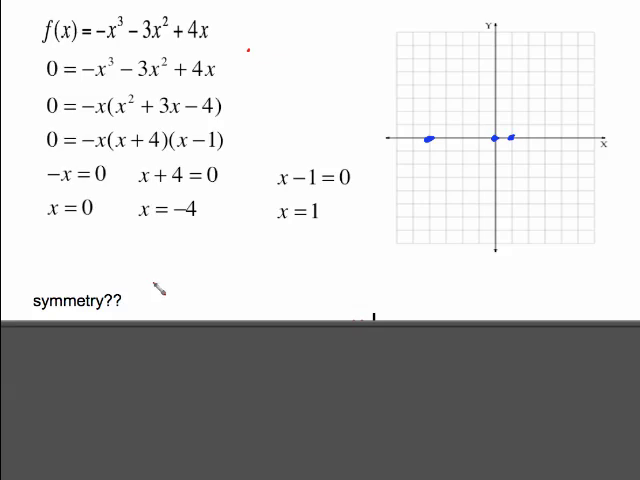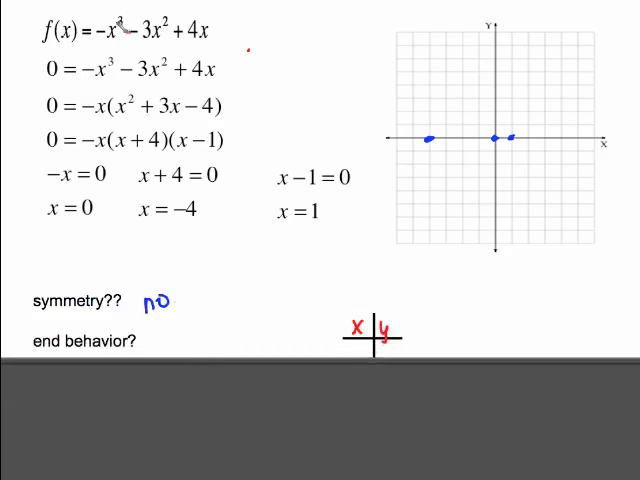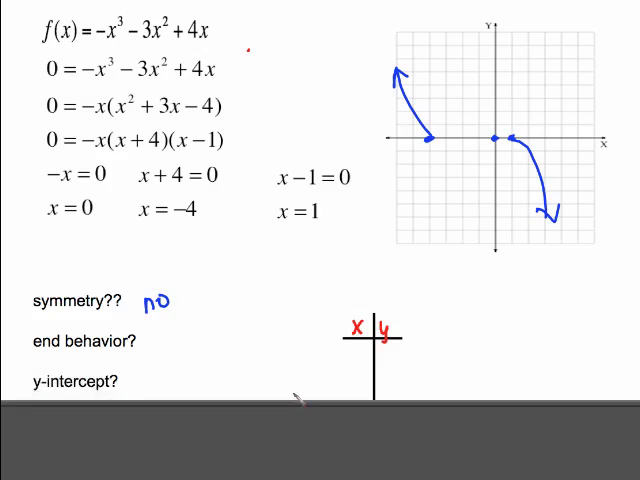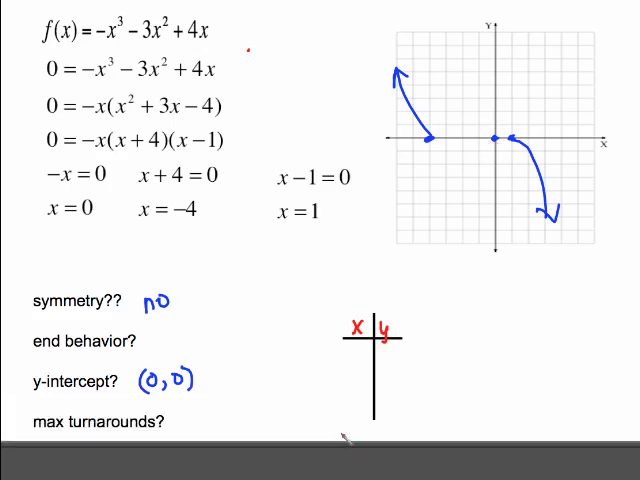Is there symmetry? No, it's neither even nor odd, so no good there. End behavior, since this is x cubed, which is odd, and the coefficient here is negative, I know it is going to rise to the left and fall to the right. Y-intercept, put 0 in here, we're going to get 0, 0. So here we go again with a y-intercept that didn't help because that 0 happened to be one of my zeros. Maximum turnarounds, because this is x cubed, the maximum number of turnarounds is 2.